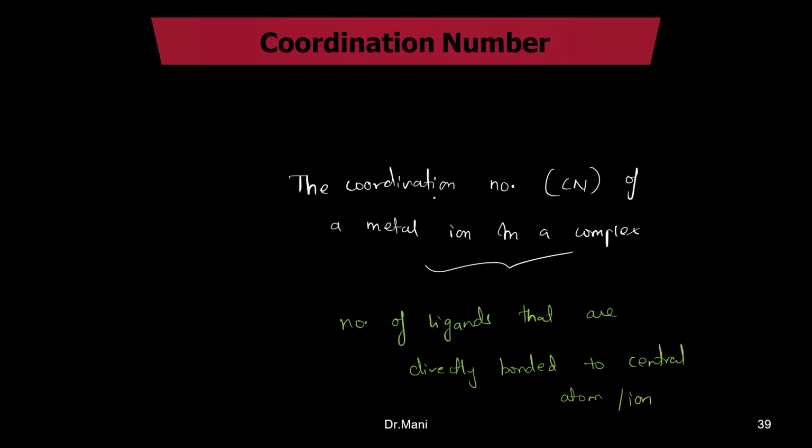So what is the coordination number? It is the coordination number of a metal ion in a complex. Metal ion here means the central atom. It is the number of ligands that are directly bonded to the central atom. You can see, for example, [Co(NH3)6]3+ with 3Cl minus. This is the coordination number.